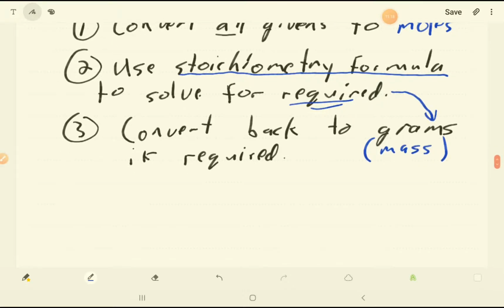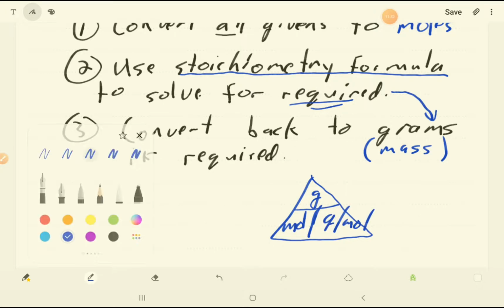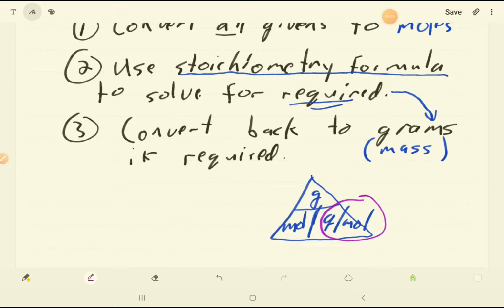using that special triangle. And the special triangle that we're referring to, in case you don't remember, is this one here, where grams is equal to moles multiplied by grams per mole. And remember that the grams per mole is really the atomic mass from the periodic table. Okay, and so this triangle shows all the relationships between these 3 units. So let's get to solving a question.